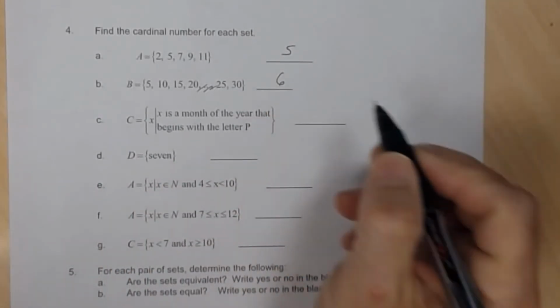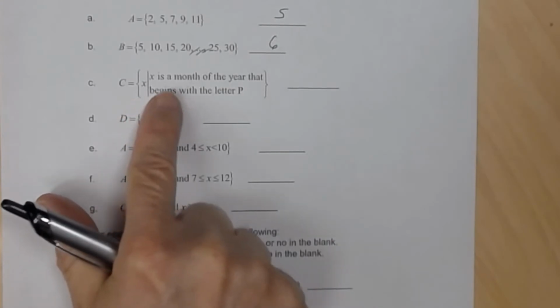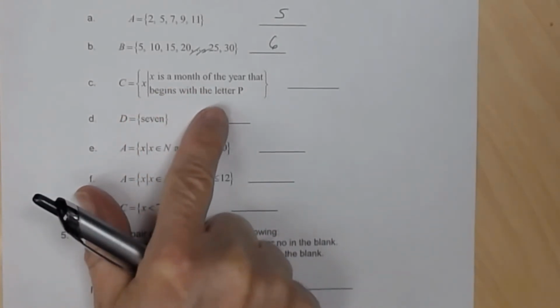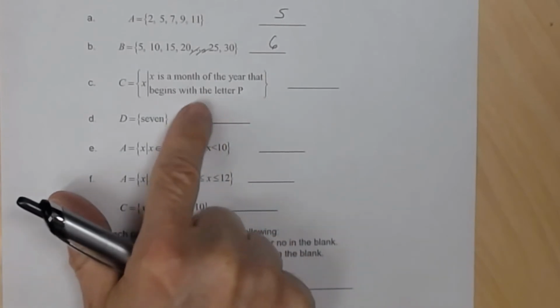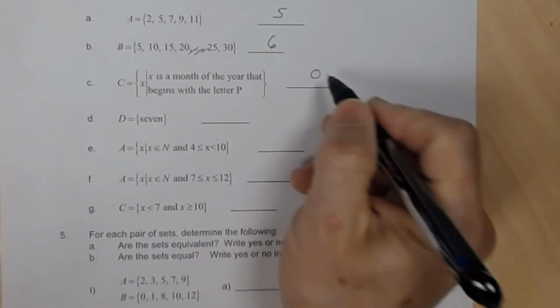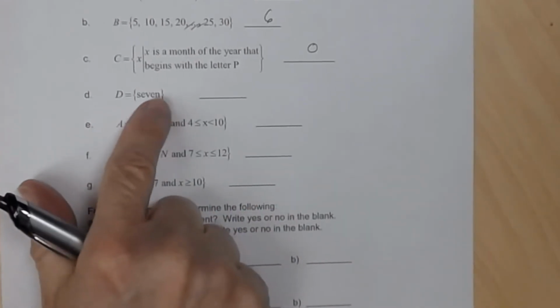So that's 6. All right, C, the set of x is the month of the year that begins with the letter P. So how many months in the year begin with the letter P? There aren't any, right? So what's the cardinal number? So how many months are listed here? None. So the cardinal number is 0.